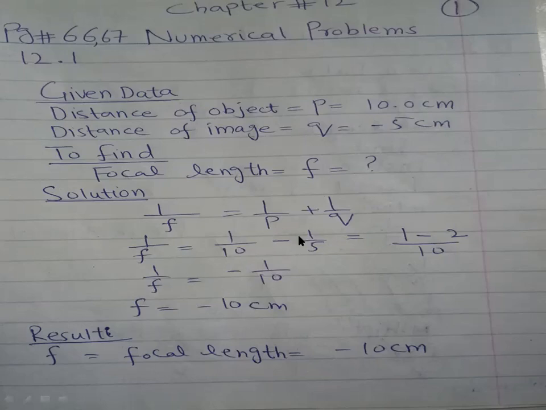So 1 over 10 minus 1 over 5, you take the LCM, then it will come minus 1 by 10. Taking cross multiplication, focal length will be minus 10 centimeter is the required answer. So my result will be focal length is equal to minus 10 centimeter. This is the end of the numerical 12.1. Now I'm moving towards numerical 12.2.